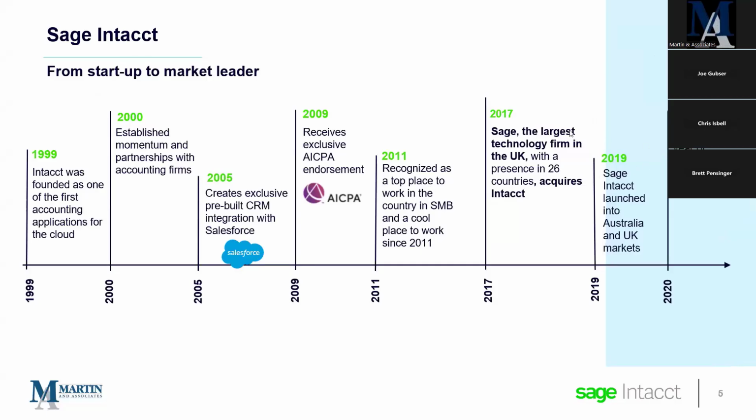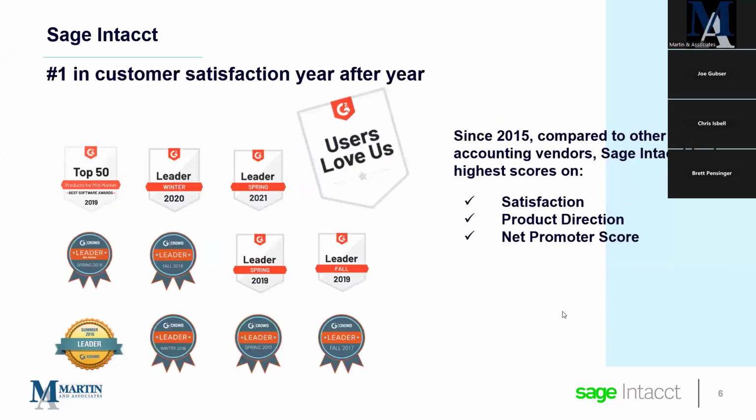So here's a little timeline of Intacct. Basically, I'll point out a couple things here. In 1999, it was founded, as I mentioned. 2009 is when it got its endorsement from the AICPA. 2017 was a big date in Intacct's history because that is when Sage actually purchased the product. And from 2017 on, the product has grown exponentially at a steady rate as Sage put a lot more development dollars into the product. It's really fleshed it out over the last 8 years or so into a very solid ERP solution out there. It always ranks really high in customer satisfaction surveys year after year.